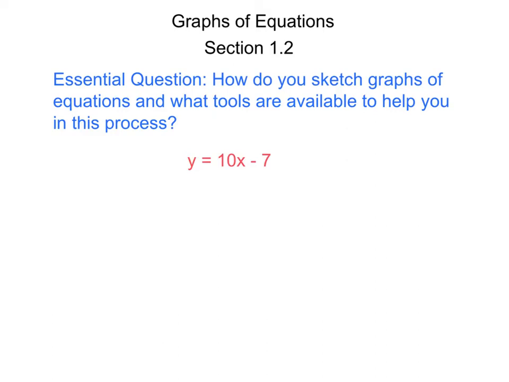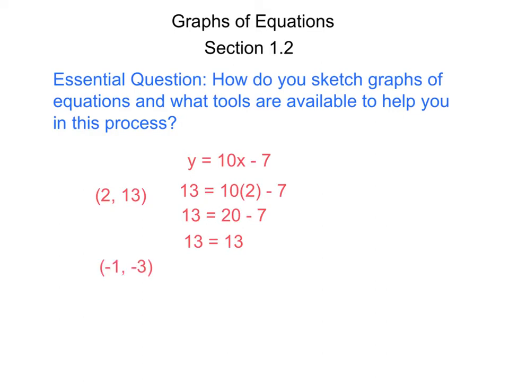So now we might ask ourselves whether the point (2, 13) is a solution for this equation. If I want to see whether (2, 13) is a solution, I simply plug in 2 for x and 13 for y in my equation. If I simplify this, I get 13 equals 20 minus 7, or 13 equals 13, which is a true statement. So therefore, (2, 13) is a solution for this equation.